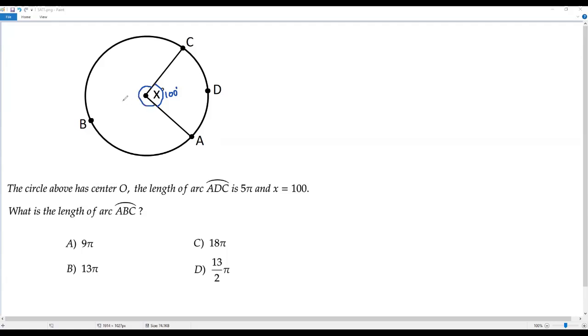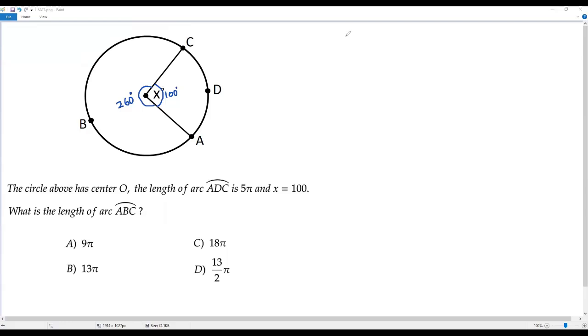And what is the measure of this angle? It has to be 260 degrees. To know this angle measure, we have to subtract this 100 from the angle of full rotation, 360 degrees. When I subtract 100 from 360, I am getting 260 degrees. So the central angle of the arc ABC is 260 degrees.